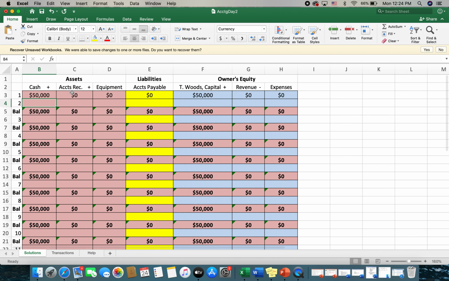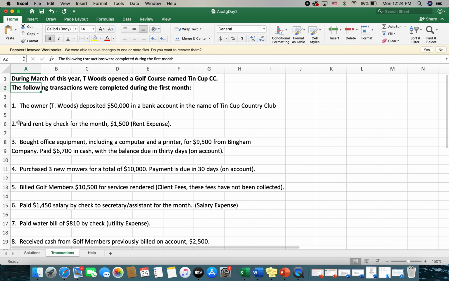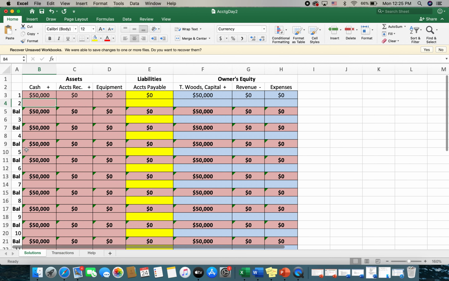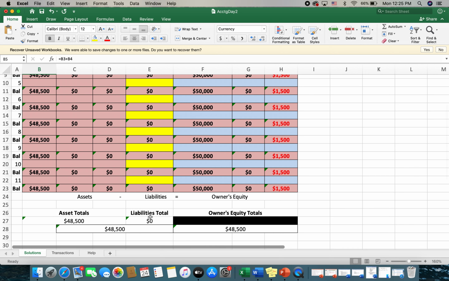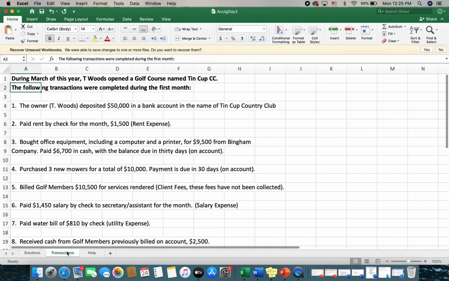All right, what happens on one side of the equal sign needs to happen on the other side of the equal sign. Transaction 2, paid rent by check for the month, $1,500. Rent expense, very key that it's rent expense. What did we gain? Nothing. What did we lose? We lost cash, so negative $1,500. That should turn red. Nothing to do with debt. This is an expense, as it said, rent expense. So we're negative $1,500 for expenses. We'll come down to check, 48.5, 48.5. We are balanced.